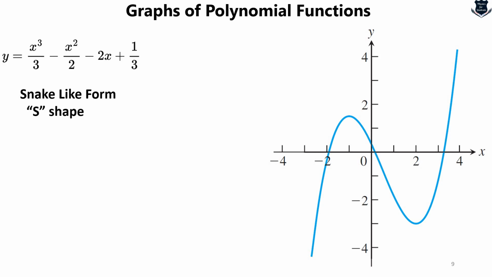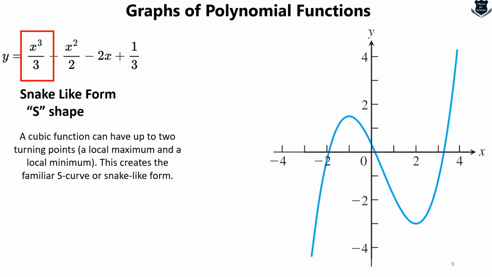More or less, it is something which looks like an S-shape. So from here, as you can see, this x cubed upon 3 shows that it is a cubic term, a polynomial of degree three. As you see, a cubic function can have up to 2 turning points. Here you can see 1 and 2. There are 2 turning points, and this creates a similar S curve or a snake-like form.